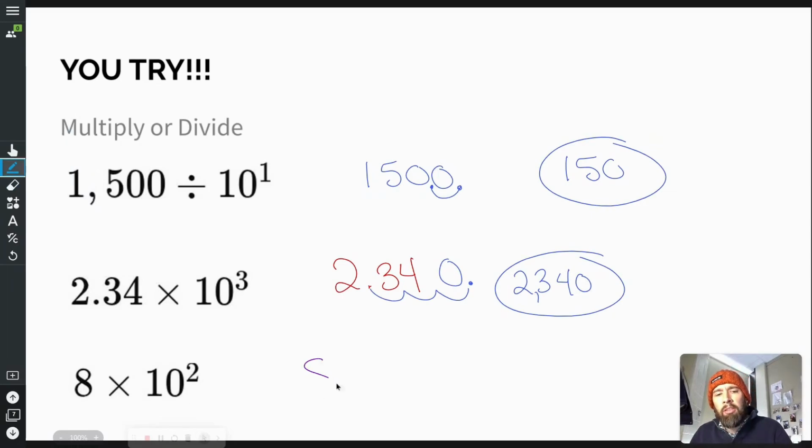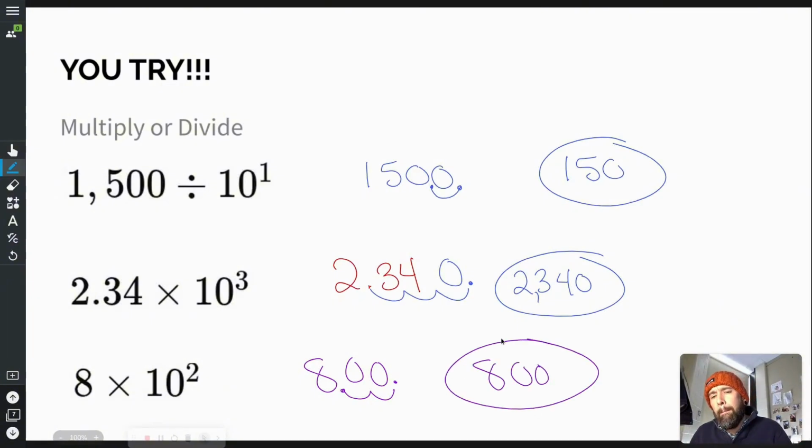And last but not least, I have 8. My decimal should be right there. I'm multiplying by 10 to the second power, so let's go to the right 1, 2, put a new decimal there, 0, 0. 800 with a decimal at the end. I don't need the decimal at the end. 800.